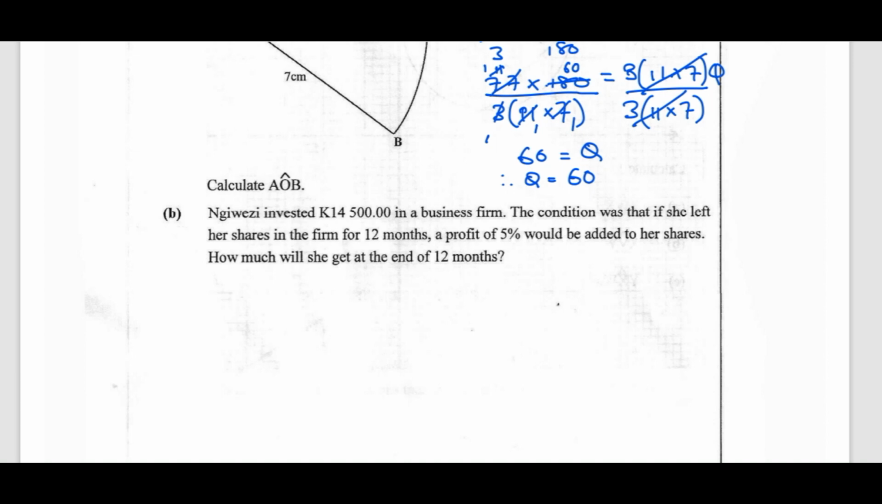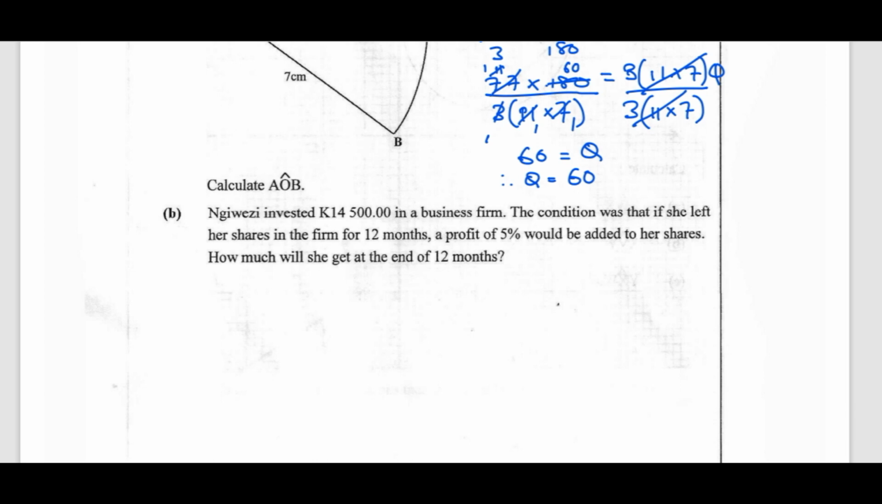Ngiwezi invested 14,500 in a business firm. The condition was that if she left her shares in the firm for 12 months, a profit of 5% would be added to her shares. How much will she get at the end of 12 months? So, what are you going to do there?